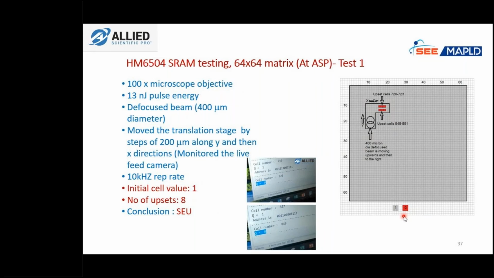The initial value of all the cells was 1. After we moved the beam, we did a reread of the whole thing, and we saw that some cells had flipped from 1 to 0. You can see here in the Arduino software, cell number 719, Q was 1, cell number 720, Q is 0. So Q is 0 where the upset occurred. Also 847 was 1, 848 was 0. And these are the 8 cells that flipped state. They were clearly upset cells, there was no increase in temperature, and we could also rewrite 1 on them. So this was clearly an SCU.